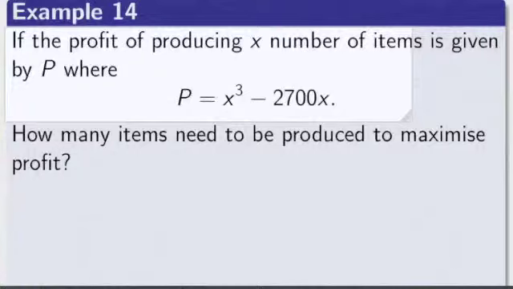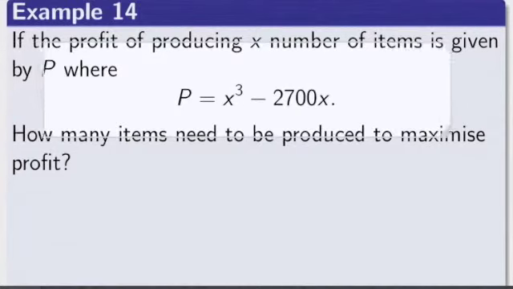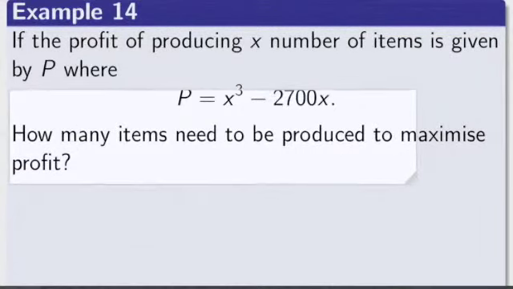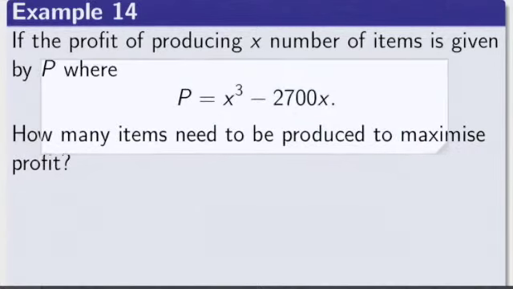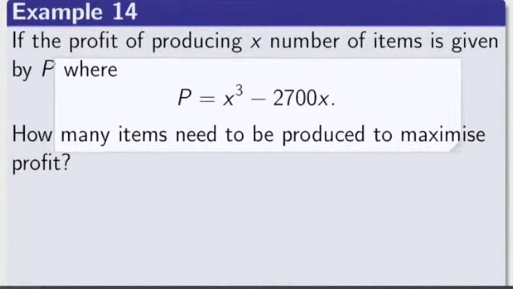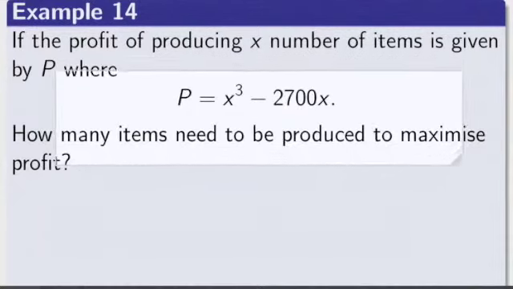Let's consider another example. Example 14. If the profit of producing X number of items is given by P, where P equals X cubed minus 2700X, then how many items need to be produced to maximize profit? So here we have profit expressed as a function of X, X being the number of items, and we want to determine how many items we need to produce in order to maximize profit.